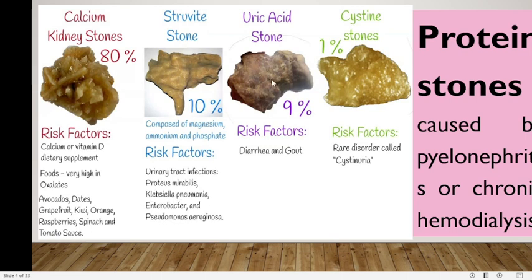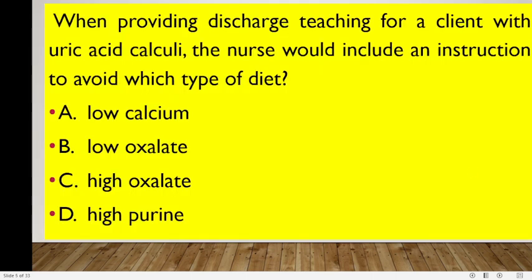We have the uric acid stones in about 9%, and major risk factors include diarrhea and gout. Then you have the cystine stones. These are related to an autosomal disorder, a rare disorder called cystinuria. Okay. Then lastly, we have protein stones. These are caused by pyelonephritis or chronic hemodialysis.